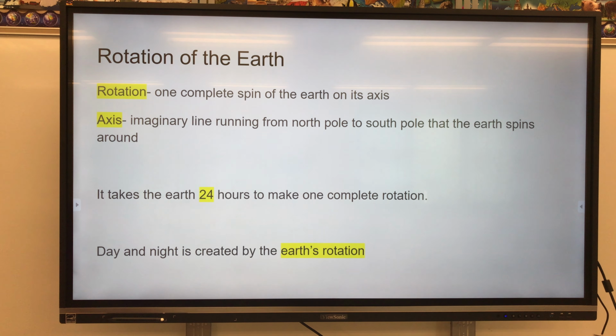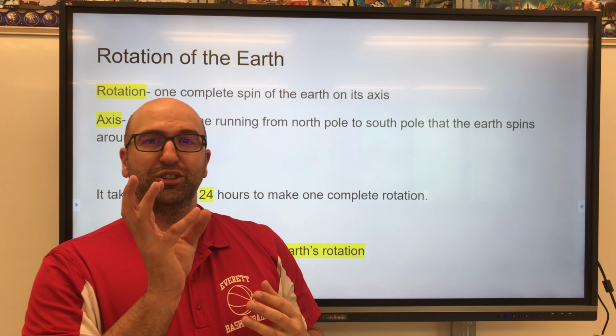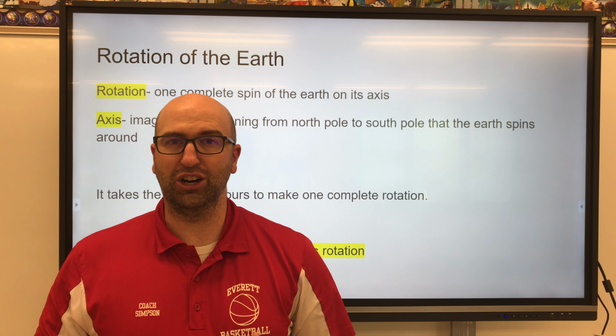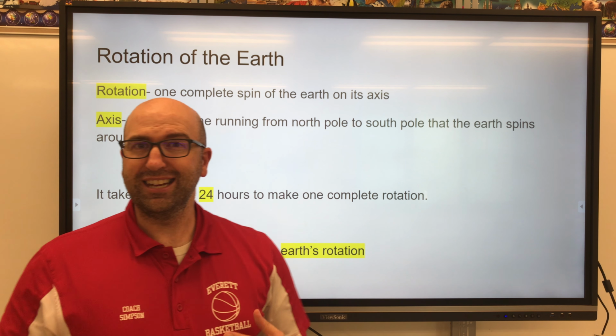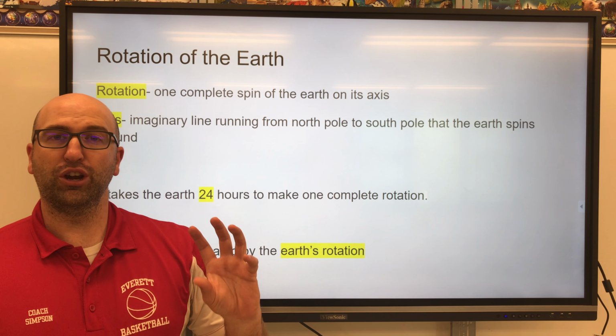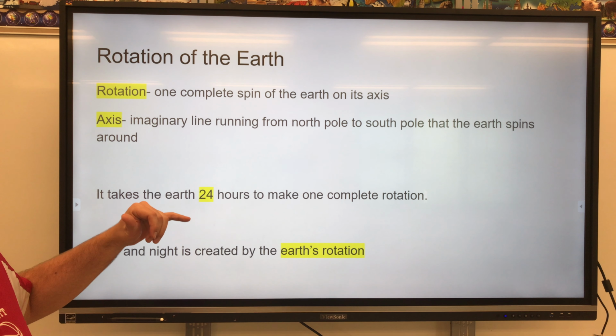So the rotation of the Earth, as we're rotating, we're spinning. So the Earth spinning on its axis is its rotation. And this rotation is what causes day and night. And it takes about 24 hours, one day, for the Earth to make one full rotation on its axis.